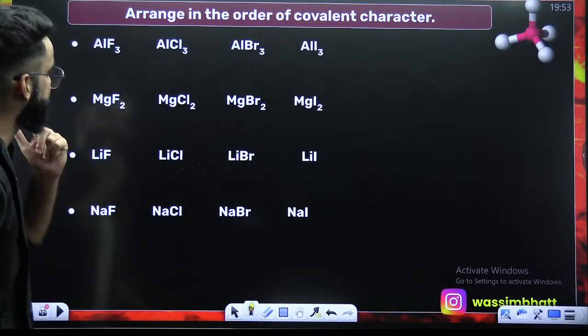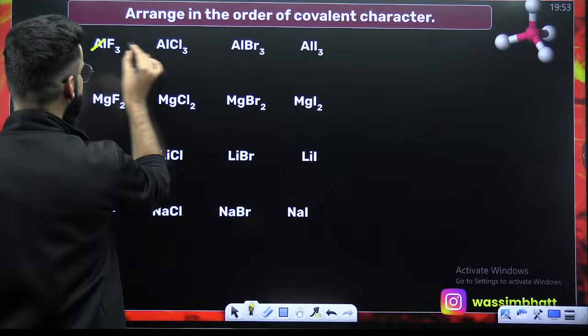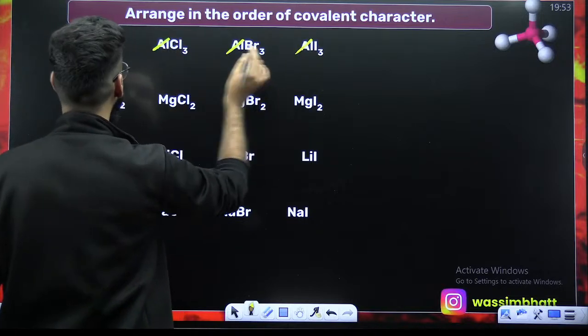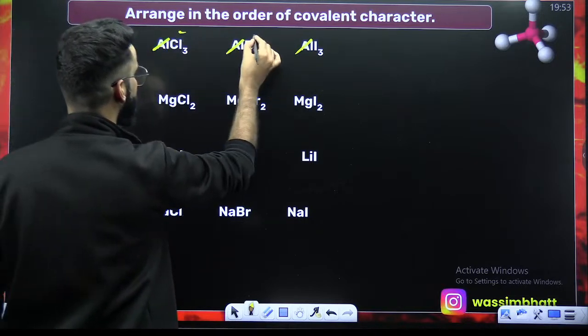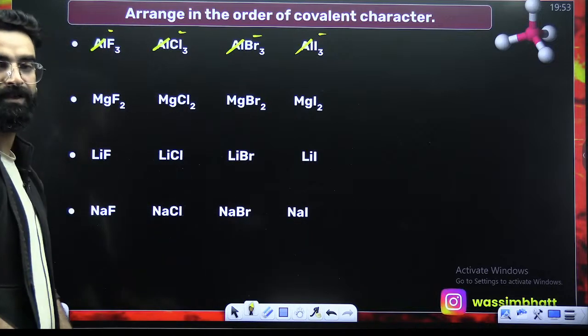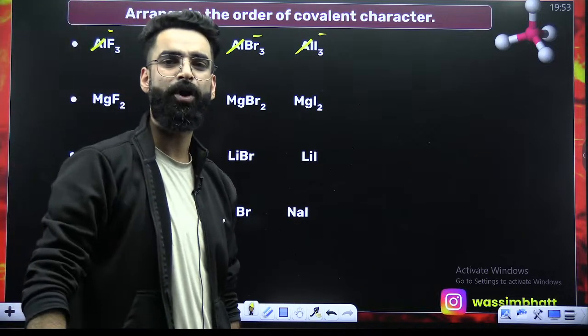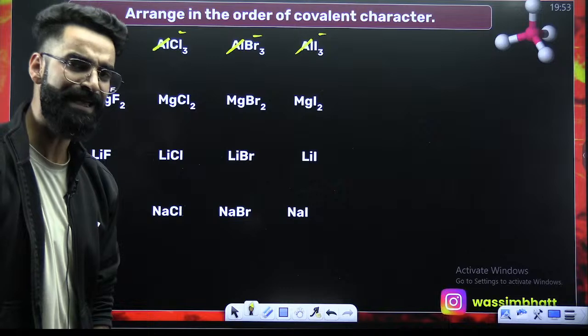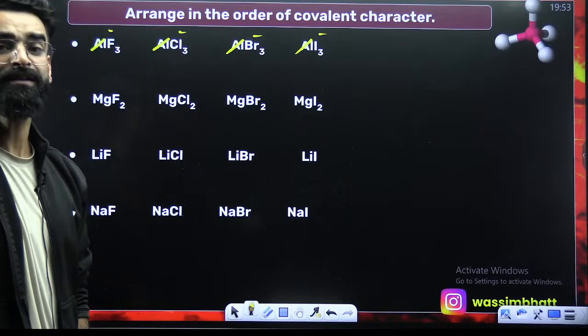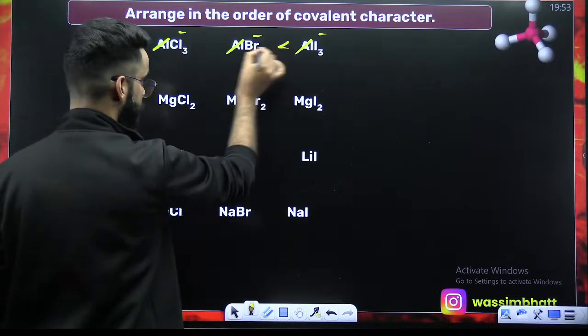Tell me the answer of this question now. First of all, cation everywhere is same. So cut it out. This is F negative, Cl negative, Br negative, I negative. Charge on every anion is same. Talk in terms of size. More the size of anion, more the covalent character. In short.